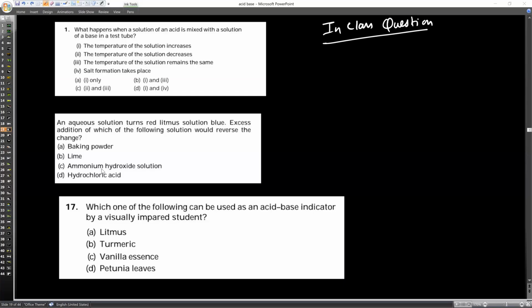Turmeric is a natural indicator that changes color to reddish brown in base. Okay, but it cannot be used. It is visible. It cannot produce smell. So visually impaired means the person who cannot see, whose eyes are not working. So he will use only olfactory indicators. Understood? Yes, sir.